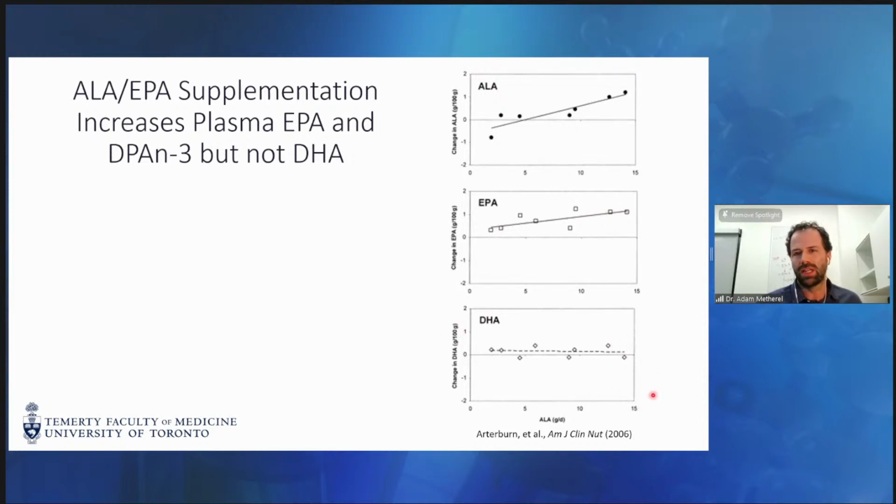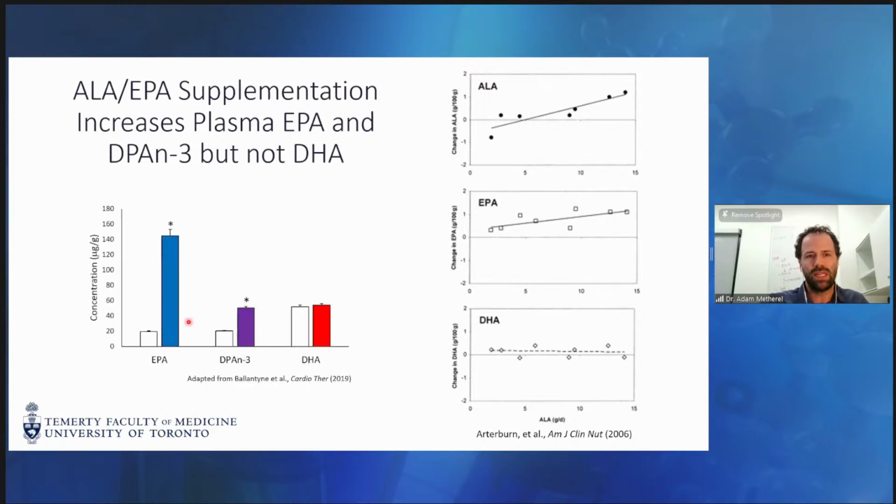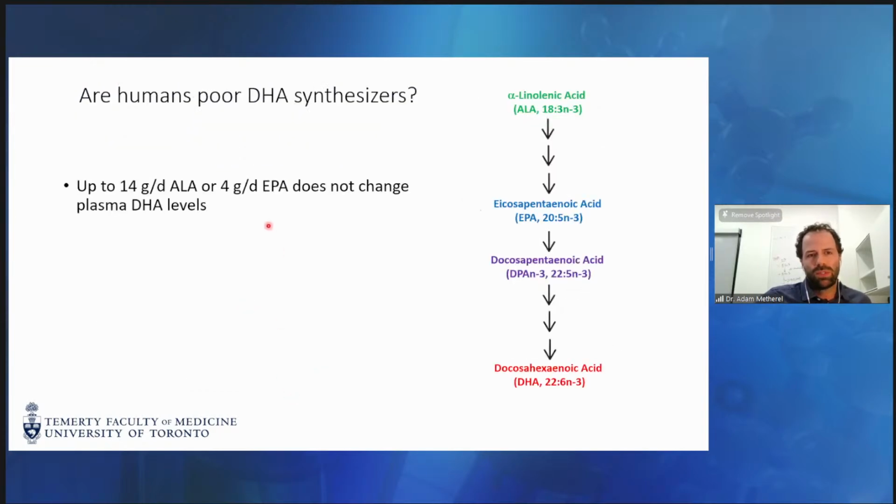And this is the type of study that has often been used as evidence for the idea that we are poor DHA synthesizers. Similarly, even supplementing EPA, we can see a large increase in EPA, DPA n-3, and again, no change in DHA. So once again, providing support for this idea that we are not very good at making our own DHA. To summarize, up to 14 grams ALA or 4 grams per day of EPA does not change plasma DHA levels. And really there are two plausible explanations for this.